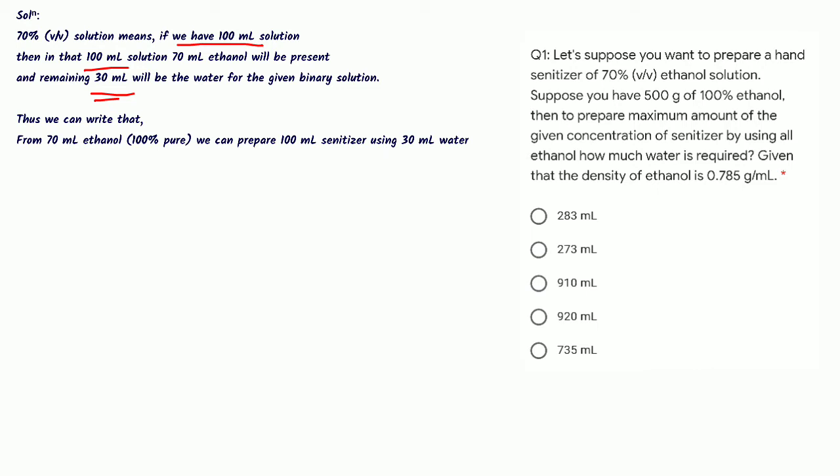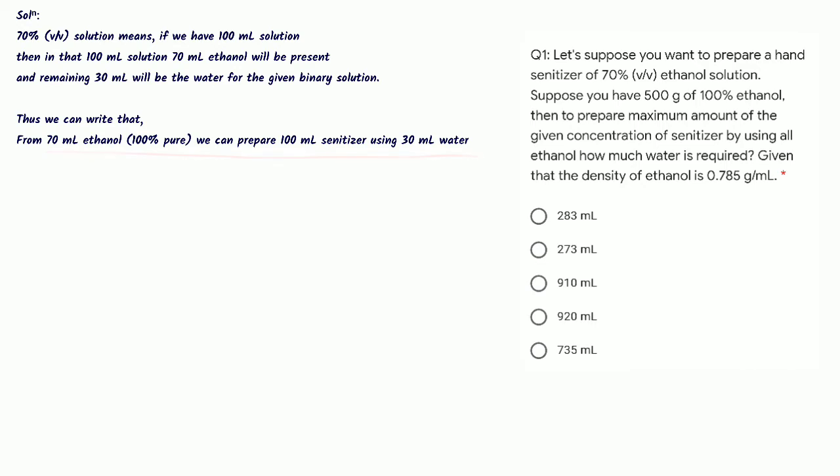then in that 100 ml solution, 70 ml will be ethanol, and the remaining 30 ml will be water. Understand? And again, this is a binary solution because only two components are there, one is ethanol and the other is water. So from 70 ml ethanol, we can prepare 100 ml sanitizer by using how much water? 30 ml of water.